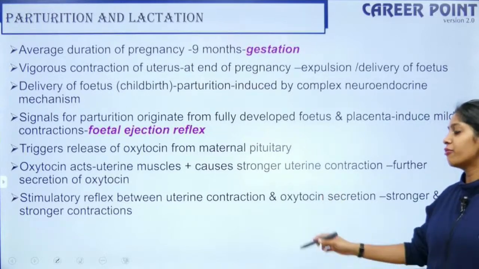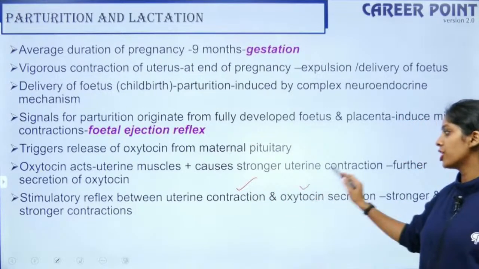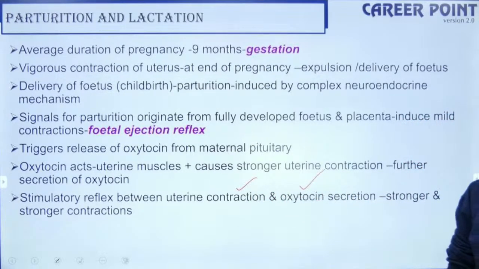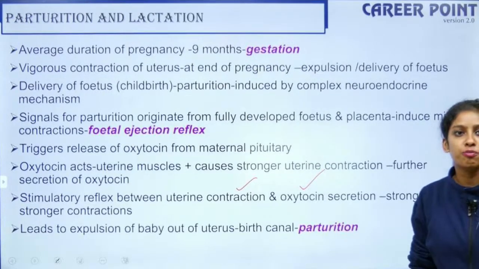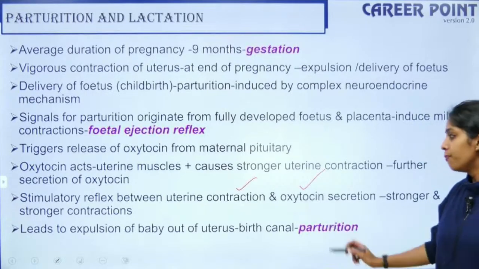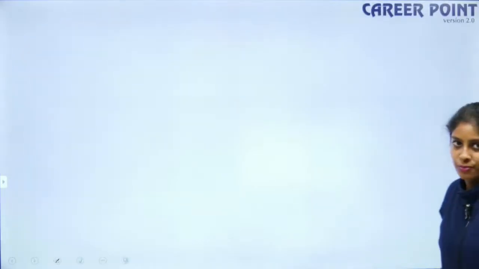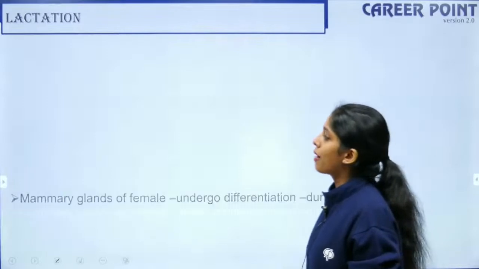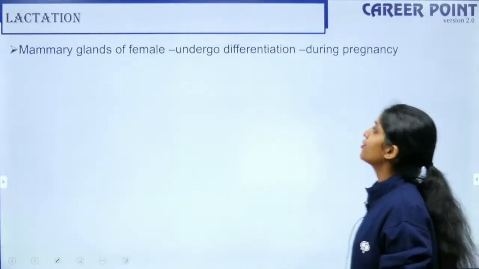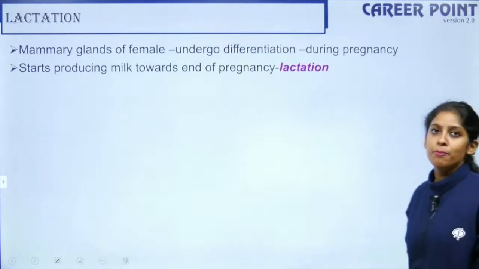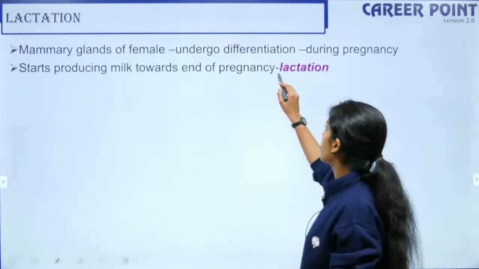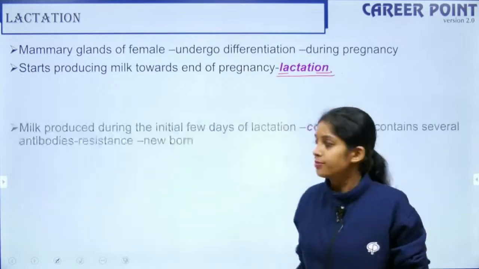So the stimulatory reflex between the uterine contraction and the oxytocin secretion causes stronger and stronger contractions that lead to the expulsion of the baby out through the birth canal. This is known as parturition. Parturition is followed by lactation. The mammary glands of the female undergo differentiation during pregnancy. They start producing milk towards the end of pregnancy, that is lactation.